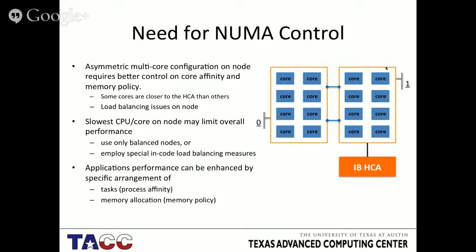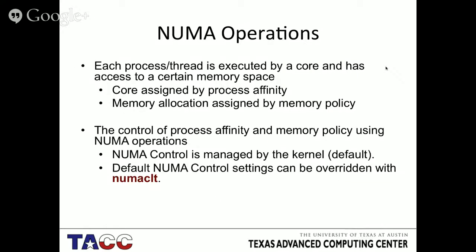If you had a single core that is slower than the others for some reason, is handling all the OS interrupts, is doing something else, you might want to avoid putting too much work on that particular core. And using NUMA control allows you to do that. So there's a command called NUMA control.